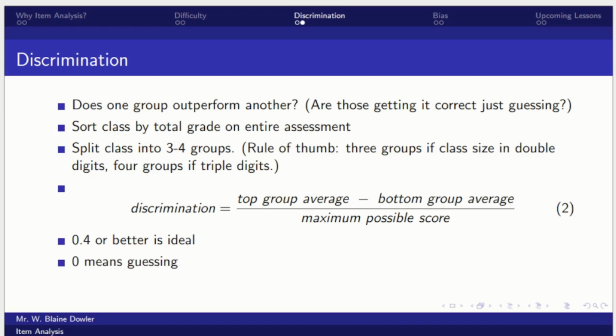If you have an average discrimination of 0, this probably means that everybody's guessing, and nobody is coming up with the right answer on their own.